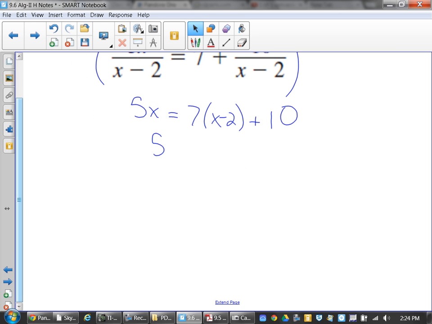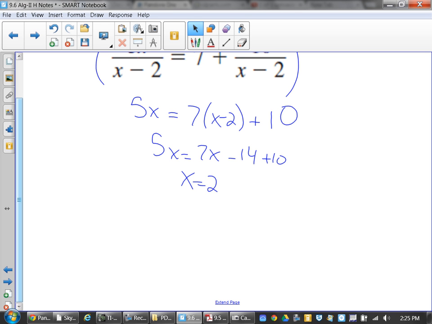So we get 5x equals 7x minus 14 plus 10. x equals 2. Good. Subtract 5x, add 14. It's the same answer. You forgot the negative. What's 5 minus 7? Negative 2. Then what's negative 14 plus 10? That's why we tend to move the negatives around.